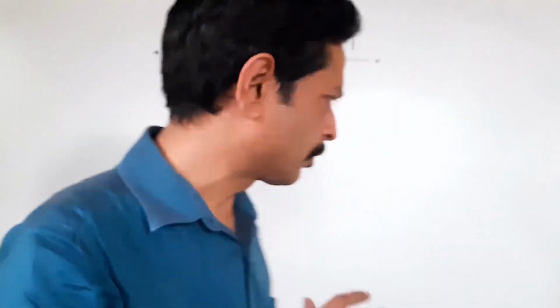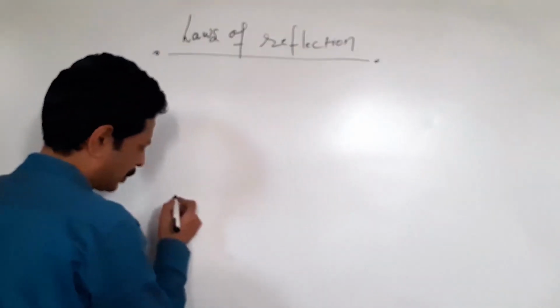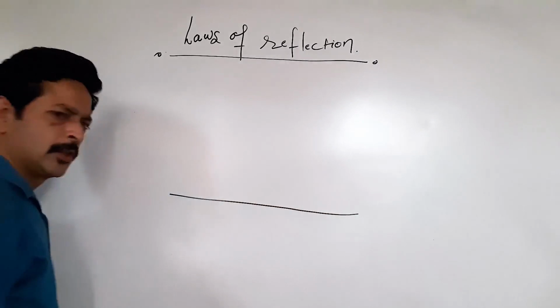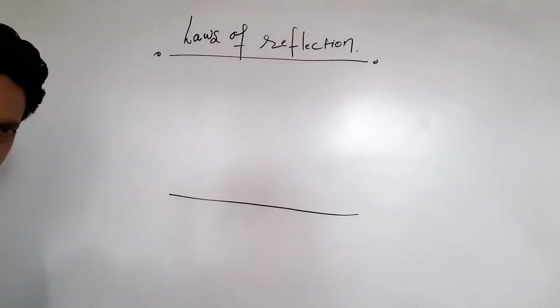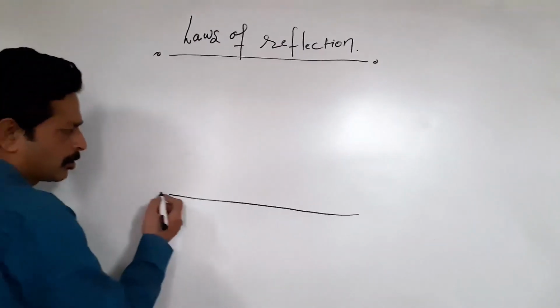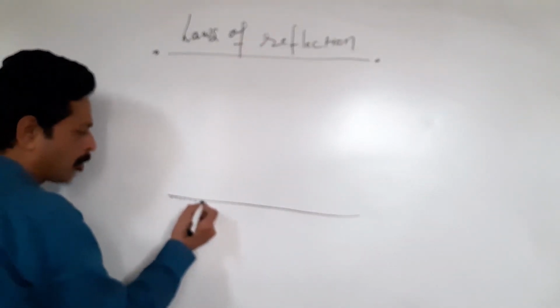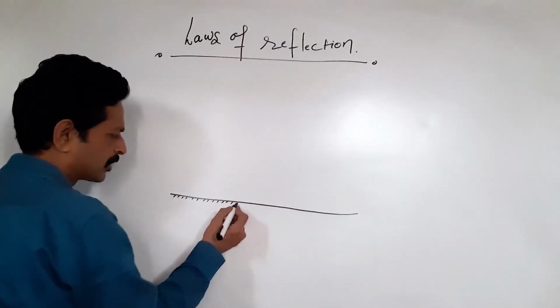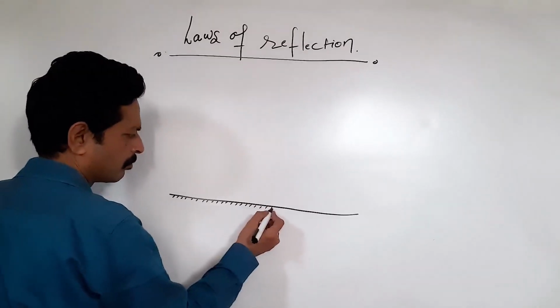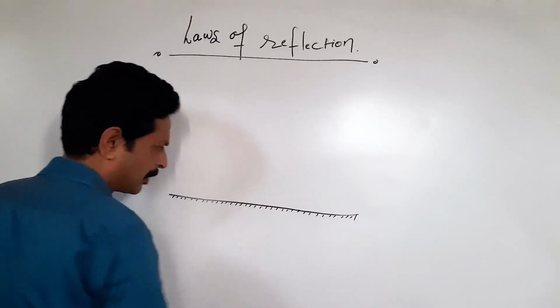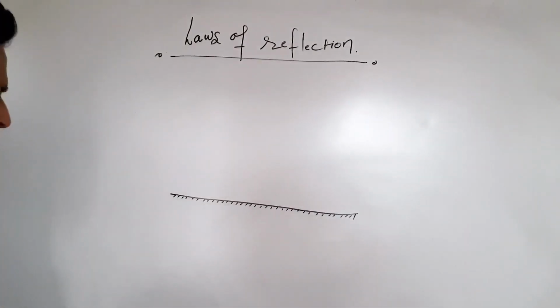First of all, this is the plane mirror. You all know how we represent a plane mirror. We first draw a straight line, then short oblique lines on one side. This is a plane mirror. Okay.